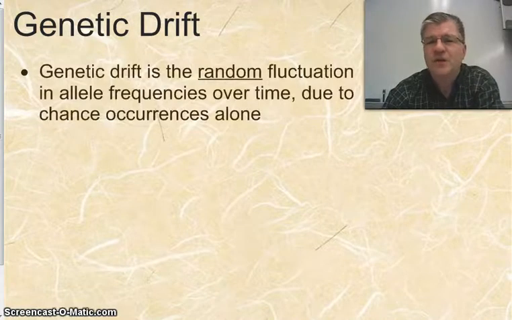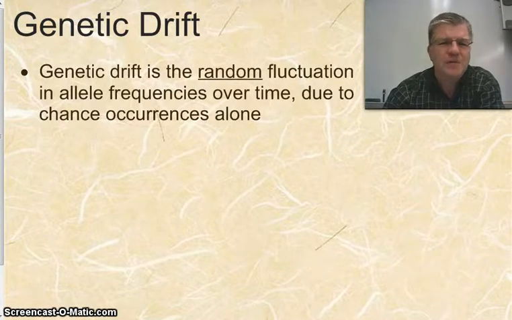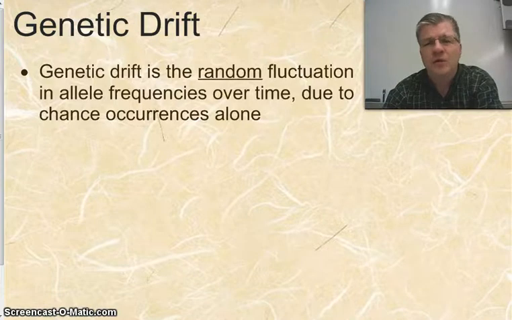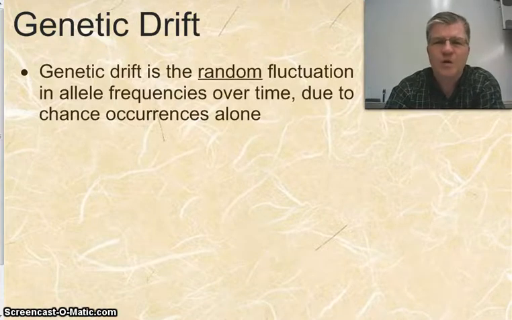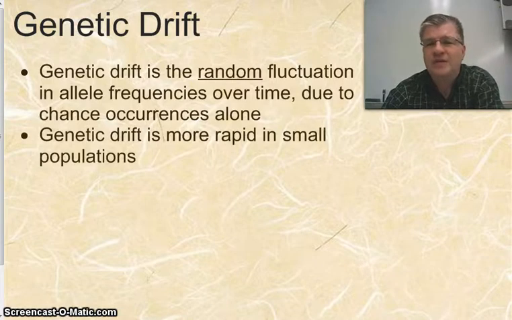Genetic drift is when we have random changes in allele frequencies. We call them fluctuations because they're not moving toward any specific direction. It's not like a certain trait is becoming more common for a reason. It's just over time, because of random things, a certain allele may become more or less common just due to weird events that happen. And genetic drift is highly exaggerated in a small population.